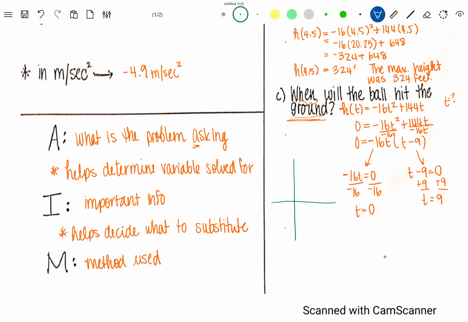Okay, so the ball was tossed in the air from the ground. It went up and it came back down, hit the ground. And we know that after 4.5 seconds, it was 324 feet in the air. It says, when did it hit the ground? There were 2 times that it was on the ground. It was tossed from the ground, and then 9 seconds later, it hit the ground. This is the one it's asking us for. If they wanted the first one also, they would have said, when was it on the ground? But it said, when did it hit the ground? So it hit the ground after 9 seconds.